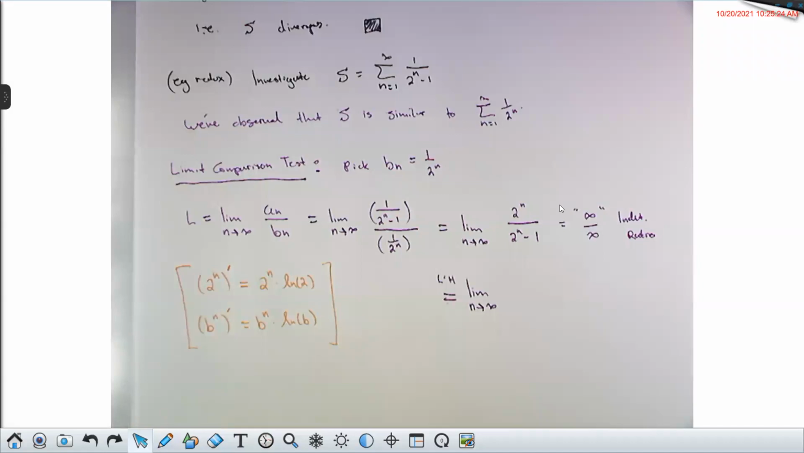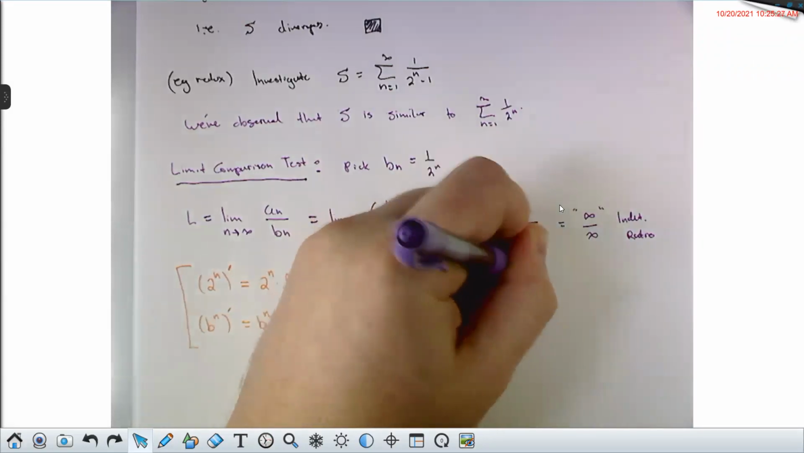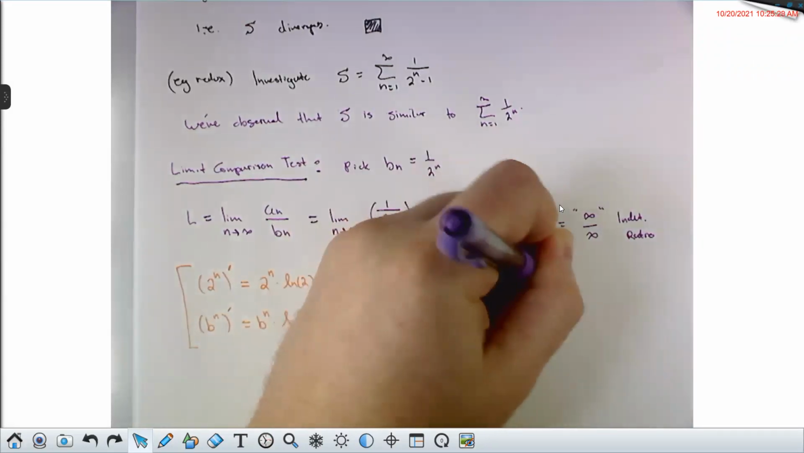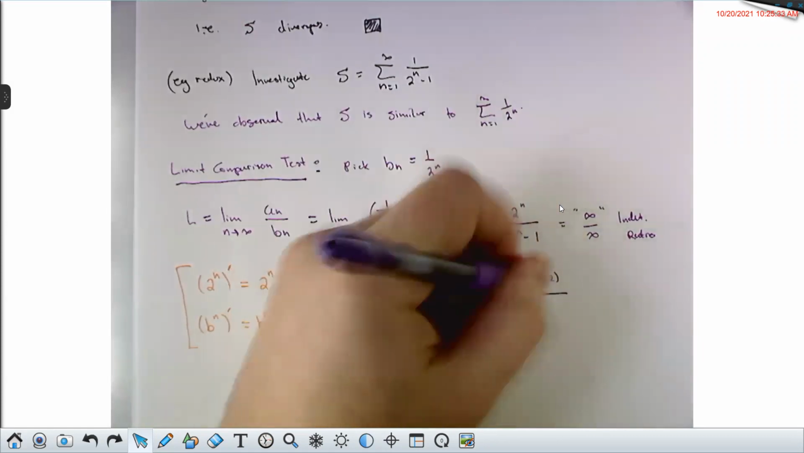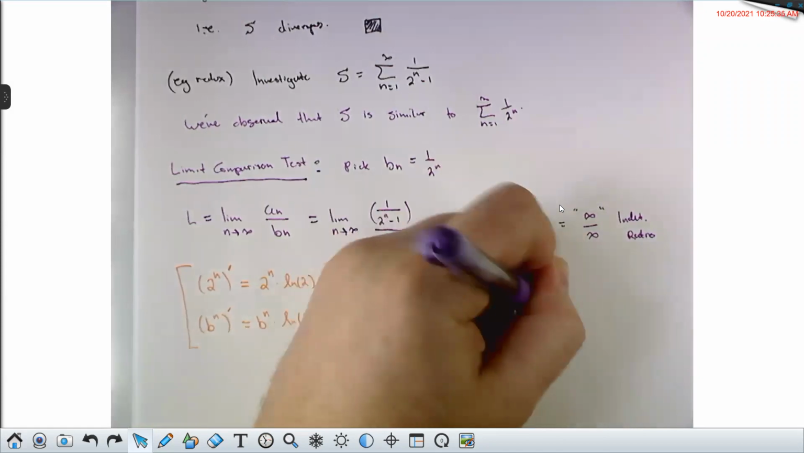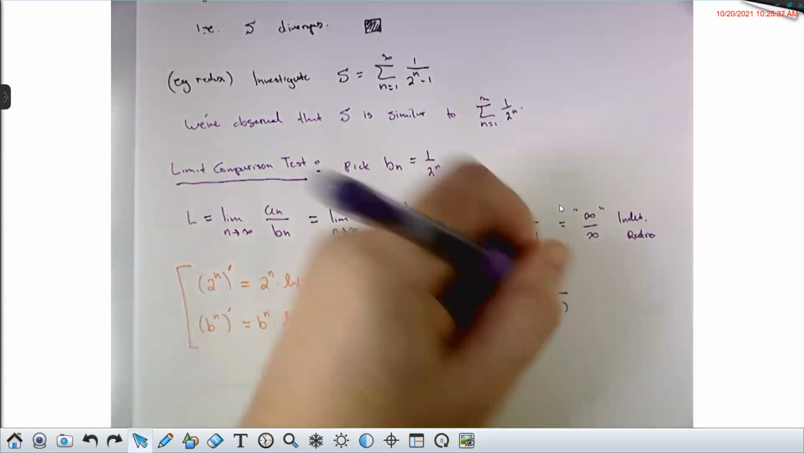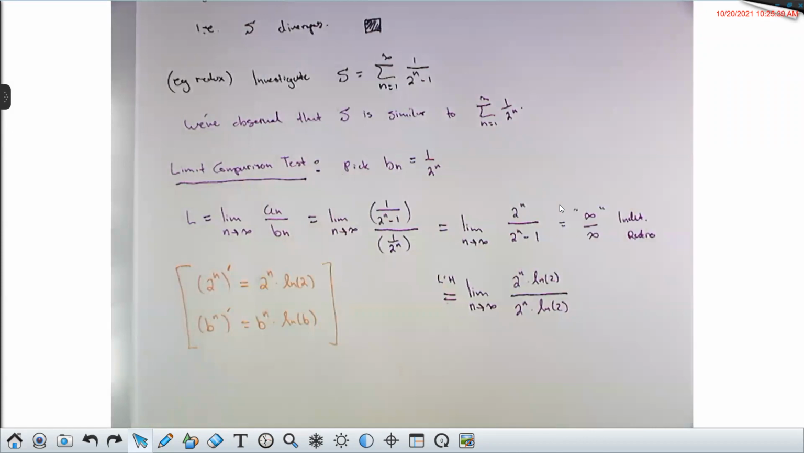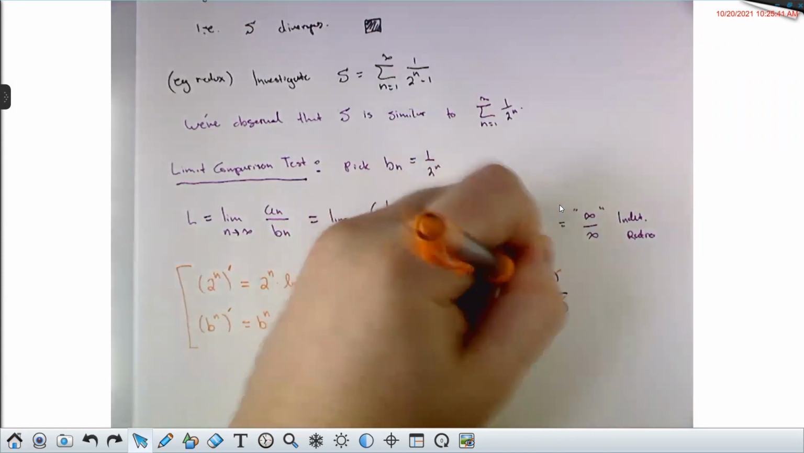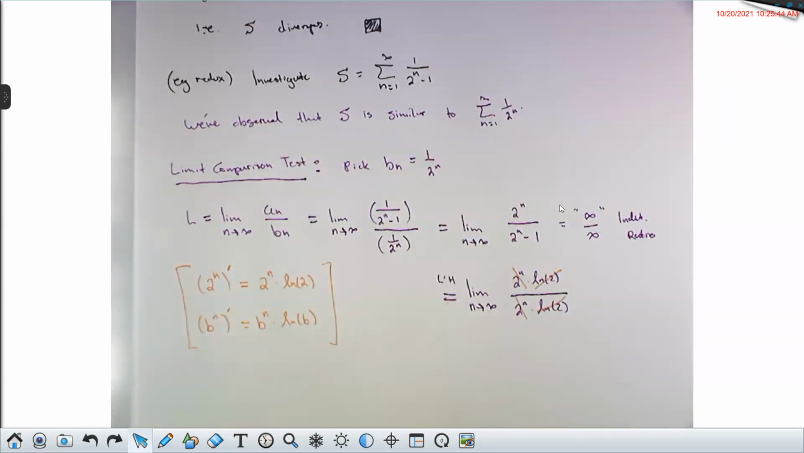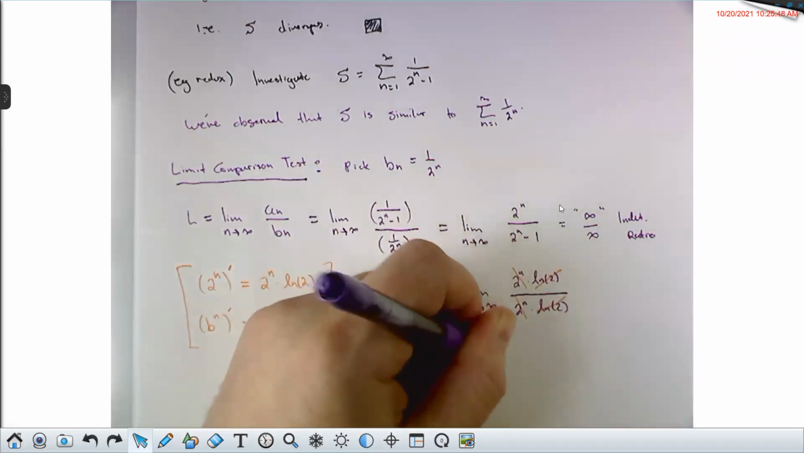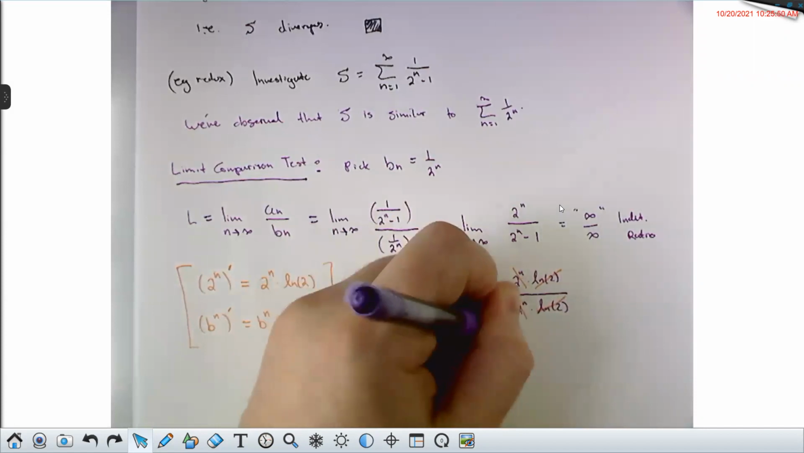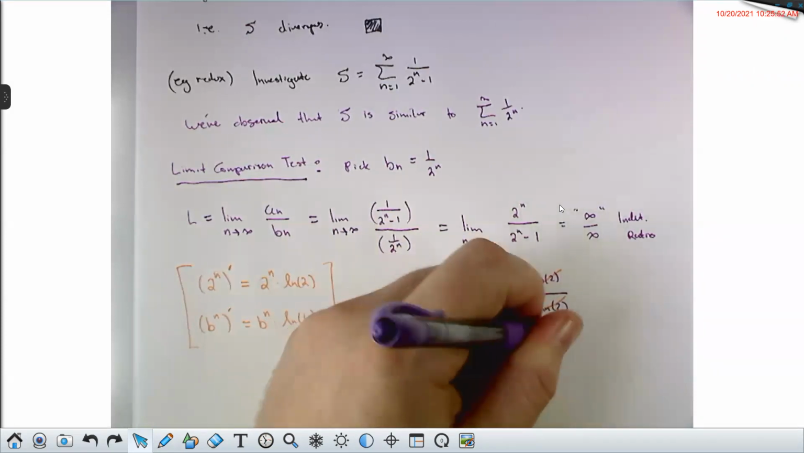So if I'm going to use L'Hopital's rule here, I need that derivative. So the top's derivative is 2 to the n times the natural log of 2. Downstairs here, the -1 differentiates to 0. So it's also going to have derivative 2 to the n times the natural log of 2, and everything cancels. You get the limit as n goes to infinity of 1, which on a good day is 1.